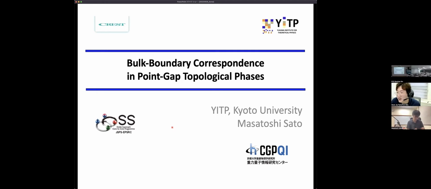So he contributed many works in topological superconductivity. Also recently, he made a very important contribution in non-Hermitian physics, including classification of non-Hermitian phases, exceptional points, and also the non-Hermitian skin effect. So today, he is going to talk about the bulk boundary correspondence in point gap topological phases. So Professor Sato, you may start.